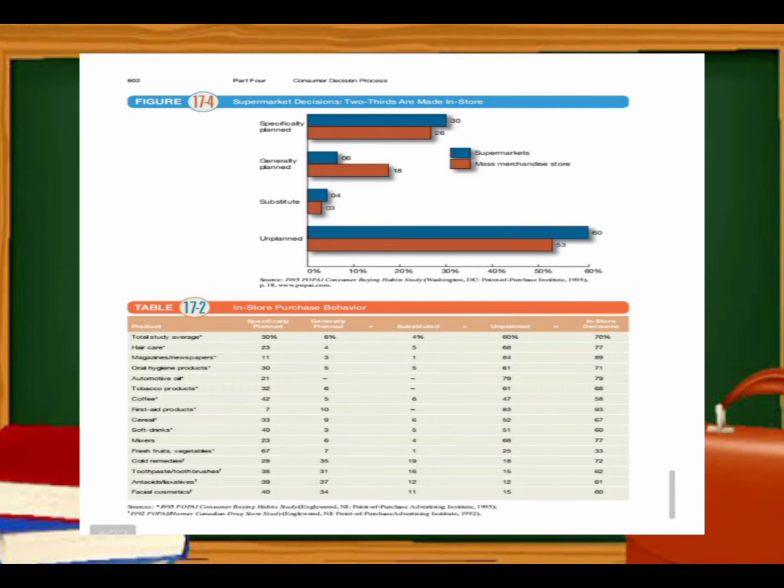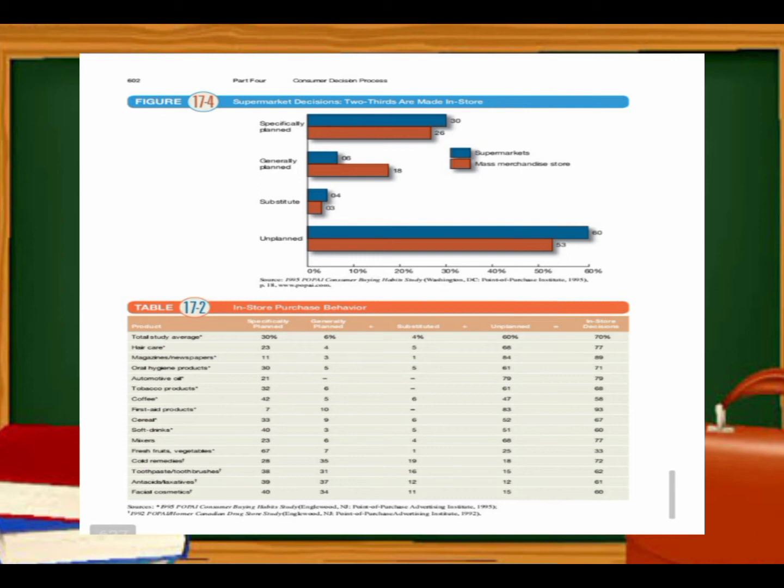Figure 17.4 and Table 17.2 illustrate the extent of purchasing in the United States and Canada that is not specifically planned. It reveals that consumers make most item or brand decisions after entering the store. Interestingly, high levels of in-store decision making have also been found in the United Kingdom, 76%, France, 76%, Belgium, 69%, Holland, 80%, Australia, 70%, and Brazil, 88%.